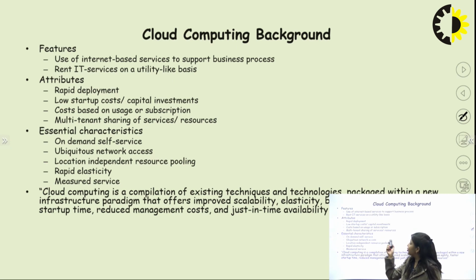Next is multi-tenant sharing of services and resources. That is, the resources are not fixed to be used by only one user. The cloud has a multi-tenant sharing structure, meaning the resources can be shared. Resources are provisioned over the cloud so that as per customer demand, resources can be divided, and only that part of the resource is allocated to the user, and the rest remains free for the next users. So this is multi-tenant sharing of services.